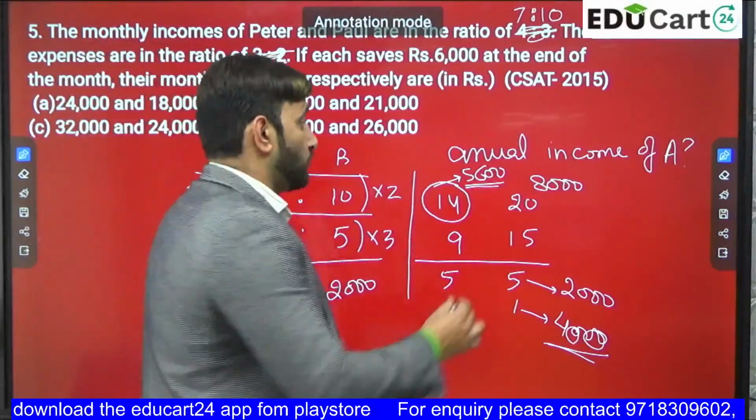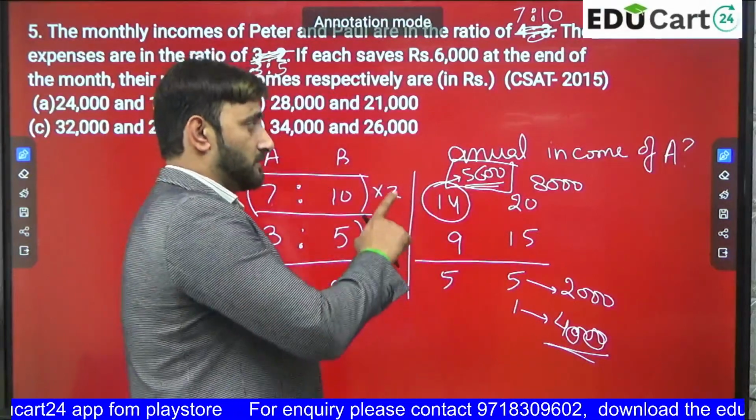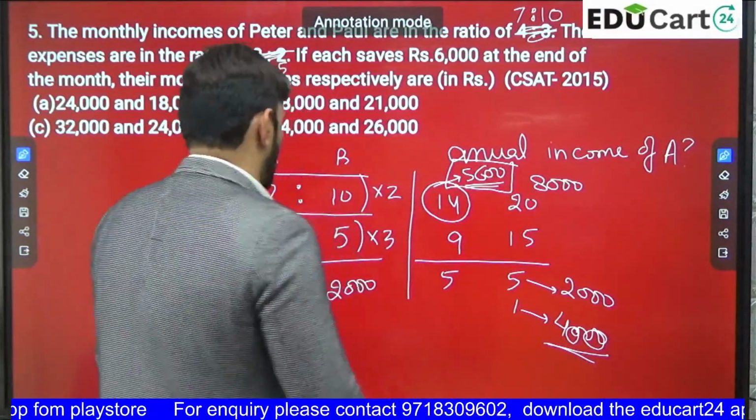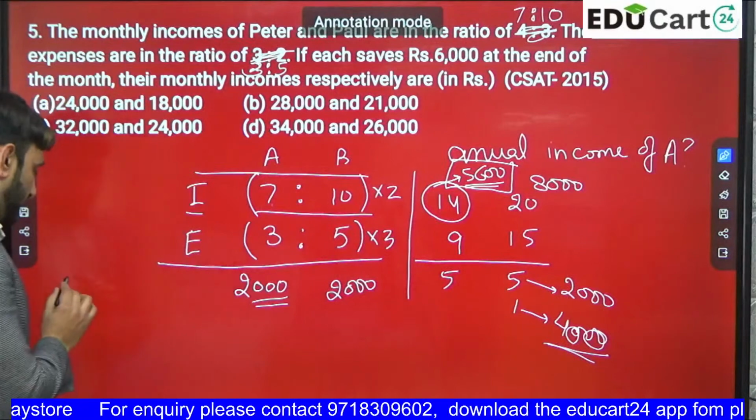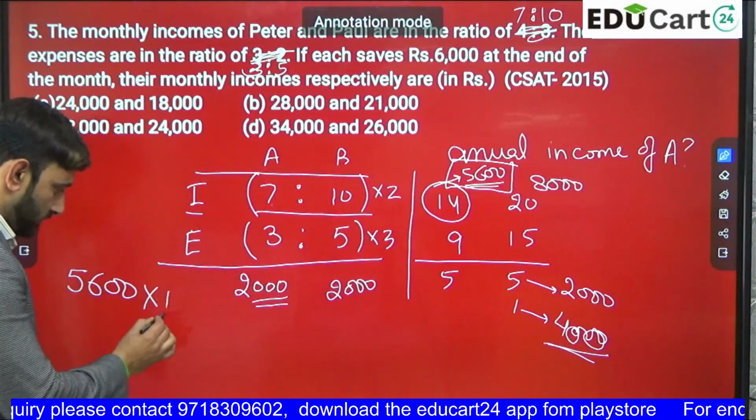Now I ask, what is the annual income of A? One month income is 5,600. So annual income will be 12 times of that, 5,600 into 12.